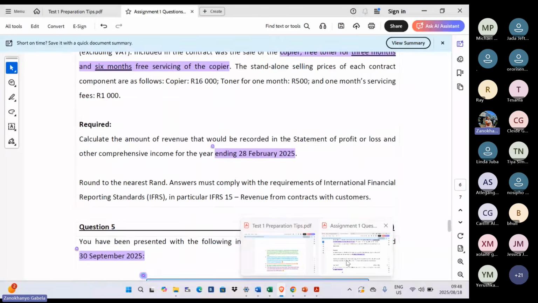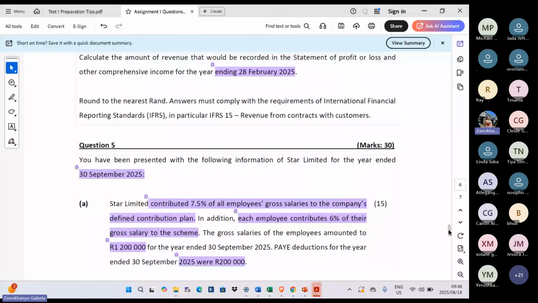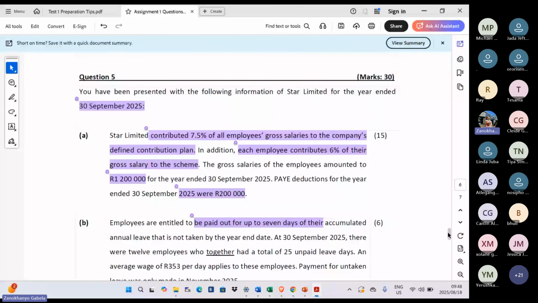Out of 30, you have been presented with the following information of Star Limited for the year ended 30 September 2025. Again, we highlight our year end because we like our queens and kings who are concerned with their timelines. You want to make sure that your timeline is proper. You're not rushing. Basically, you know exactly which amounts fall in which year of assessment, right?